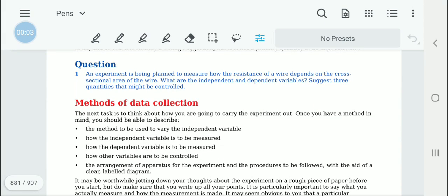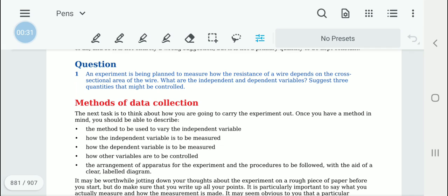Physics Practicals Video 2. Now we are going to discuss the methods of data collection. In the earlier video we learned about identifying the dependent, independent and control variables. Now we need to find out how to do the experiment. Doing the experiment means we have to change the independent variable.